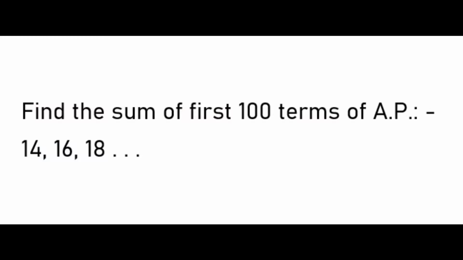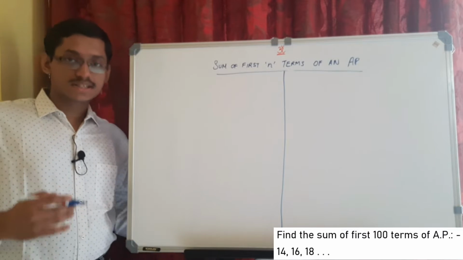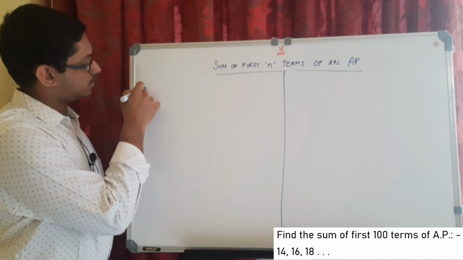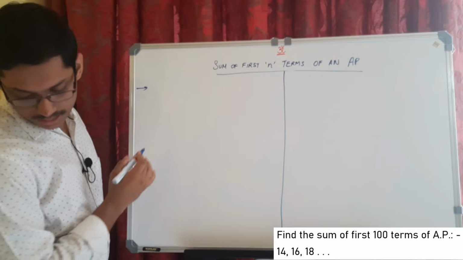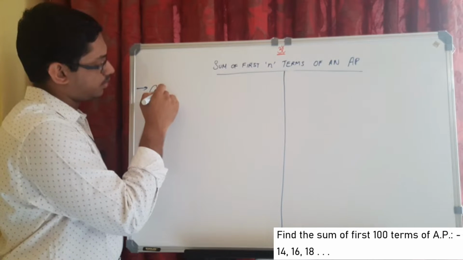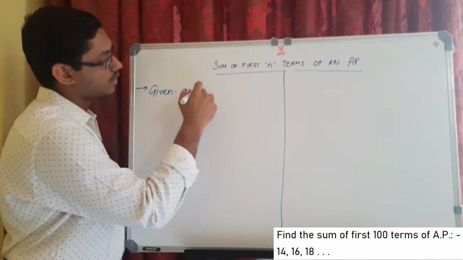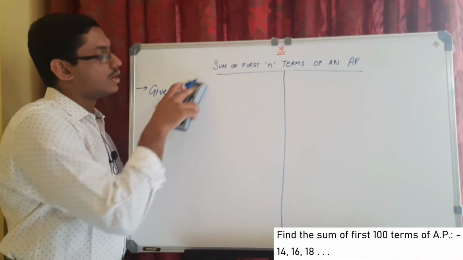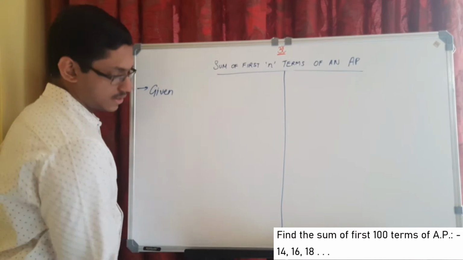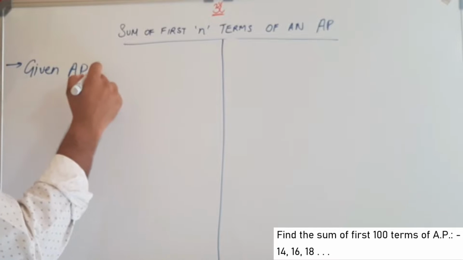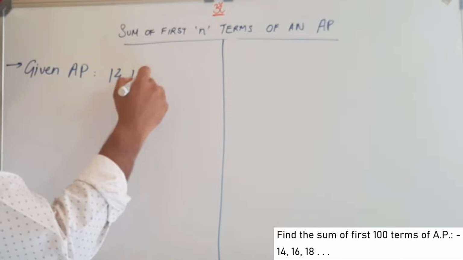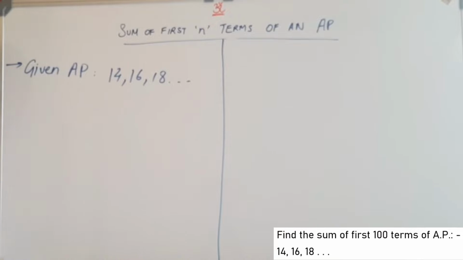The question says, find the sum of the first 100 terms of the AP 14, 16, 18 continued. So, what is the data given here? What is given? If you want, you can write it like this also. Given, wait, write it like this. It is more preferable. Given AP is 14, 16, 18. This is the AP given.